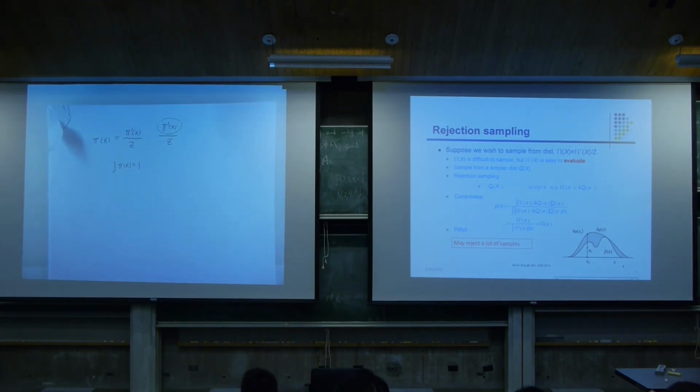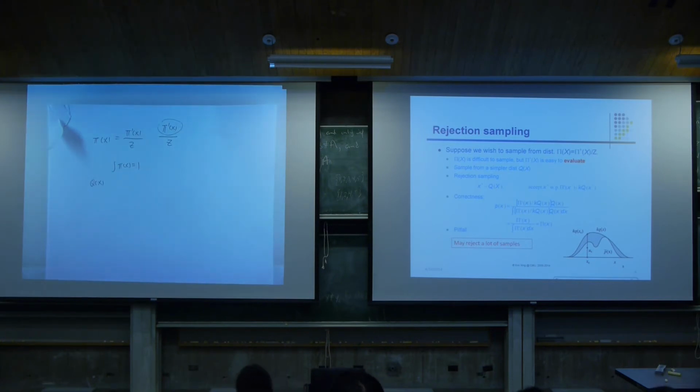So given this distribution, how do we get samples from this distribution? The idea is we are going to use a simpler distribution Q(x). This in theory, in principle, can be any distribution. Usually we choose one which is easy to get samples from. For example, Q(x) can be a Gaussian, a multinomial, a Dirichlet, and so on.